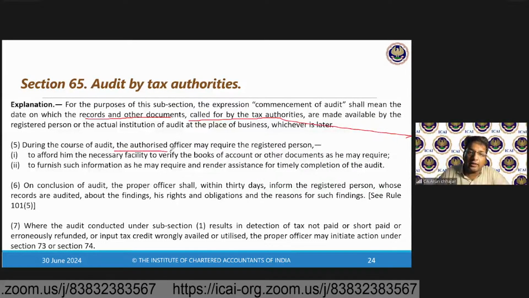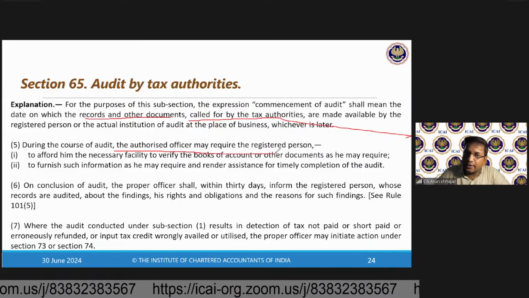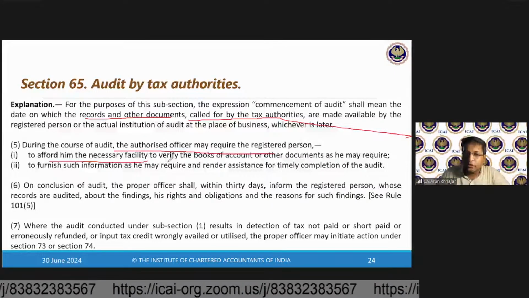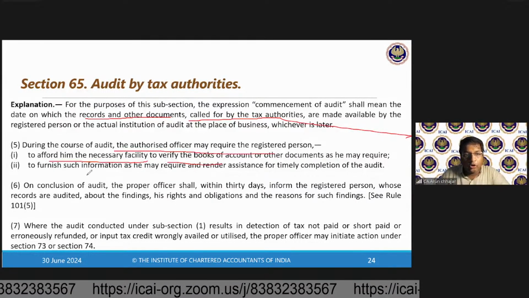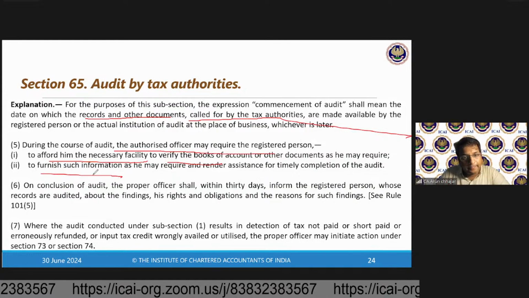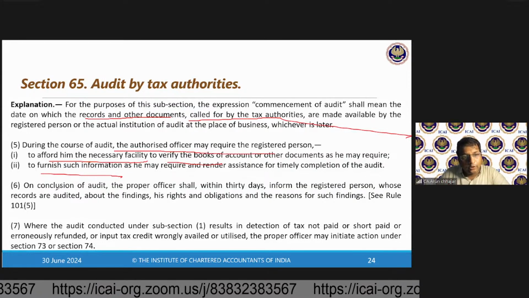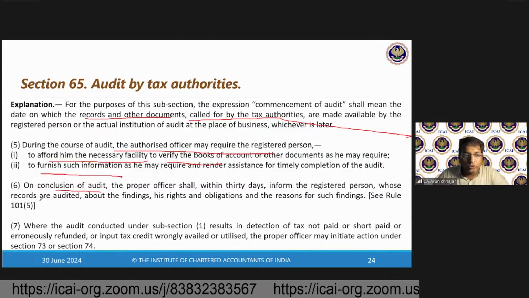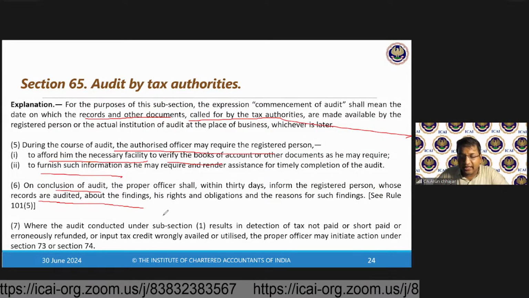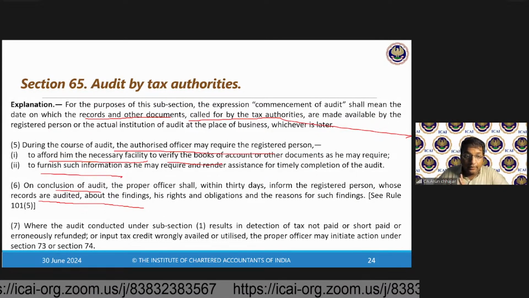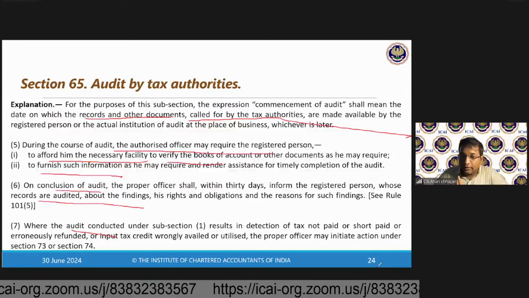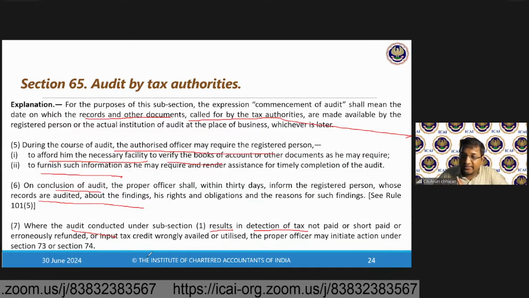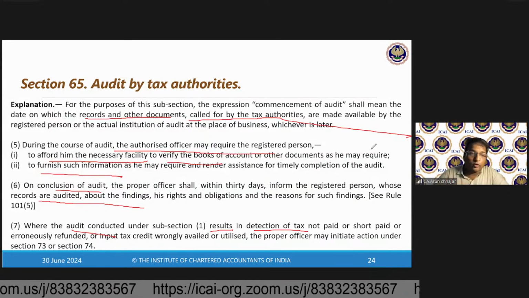During the course of the audit, the authorized officer may require the registered person to provide necessary facility to verify the books of accounts or to furnish such information as may be required. On conclusion of the audit, within 30 days the officer informs the registered person whose records are audited about the findings, his rights, obligations, etc. Where the audit results in the detection of tax, interest, penalty under 73-74, then he can take action accordingly.